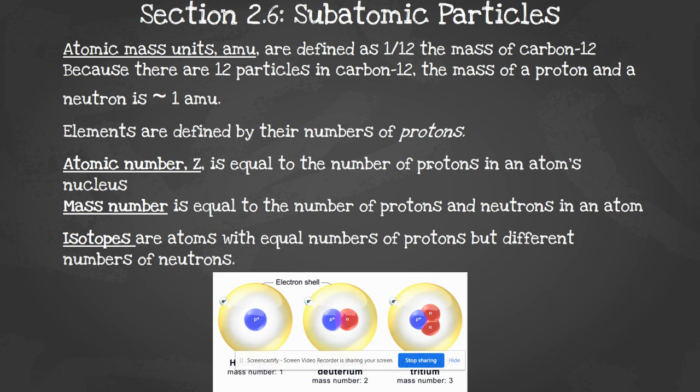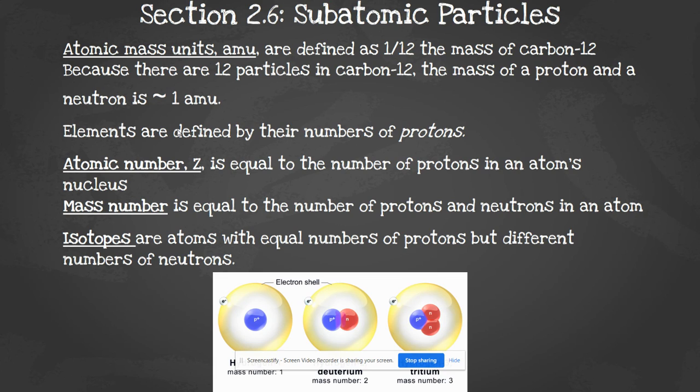Section 2.6, subatomic particles. Atomic mass units are defined as 1/12 of the mass of carbon-12. Because there are 12 particles in carbon-12, the mass of a proton and a neutron is approximately 1 atomic mass unit. Elements are defined by their numbers of protons. So every hydrogen atom has 1 proton by definition. If it has 1 proton, then it is hydrogen.